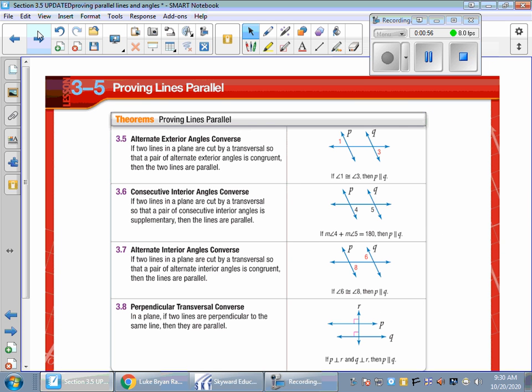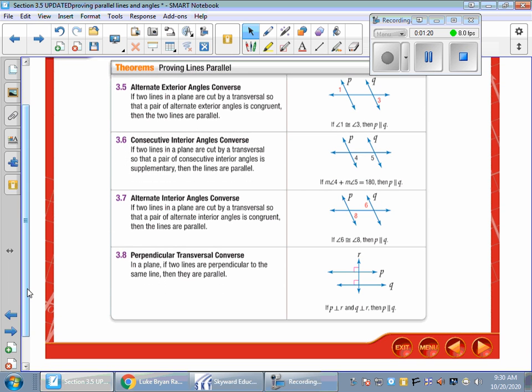These right here, again, are trying to prove parallel lines. So alternate exterior angles: if alternate exterior angles are congruent, then lines are parallel. If we have consecutive interior angles and they are supplementary, which means they add up to 180, then we know that we have parallel lines. If we have alternate interior angles and they are the same, then we have parallel lines. And then the perpendicular transversal, the converse is stating again, if we have a line that's perpendicular to a line, also perpendicular to another line, then those two lines are parallel.